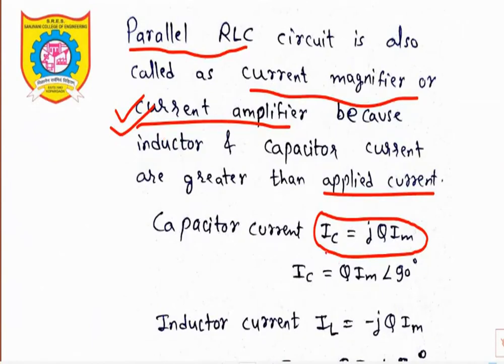And one more difference is that in series RLC circuit voltage gets amplified, and for capacitor voltage is minus jQ Vm. So there the angle was minus 90 degrees in the capacitor in series RLC circuit, but in parallel RLC circuit the capacitor current has a plus 90 degree angle.